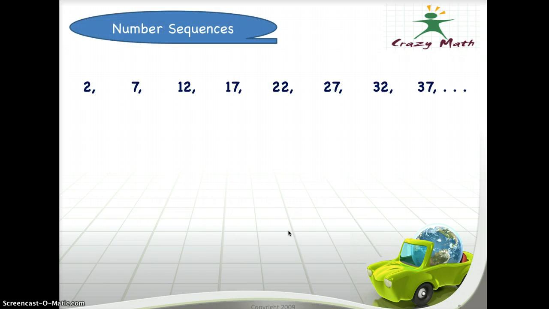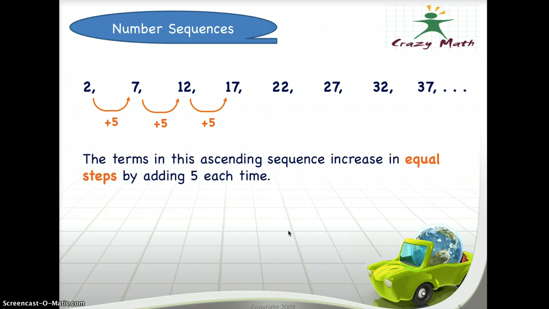Again, to continue number sequence, given the sequence 2, 7, 12, 17, 22, 27, 32, 37. If you look at it, each time you add 5. Okay, so we can describe this number sequence as they are in ascending sequence, so it's an increasing sequence by equal steps, and you add 5 each time.